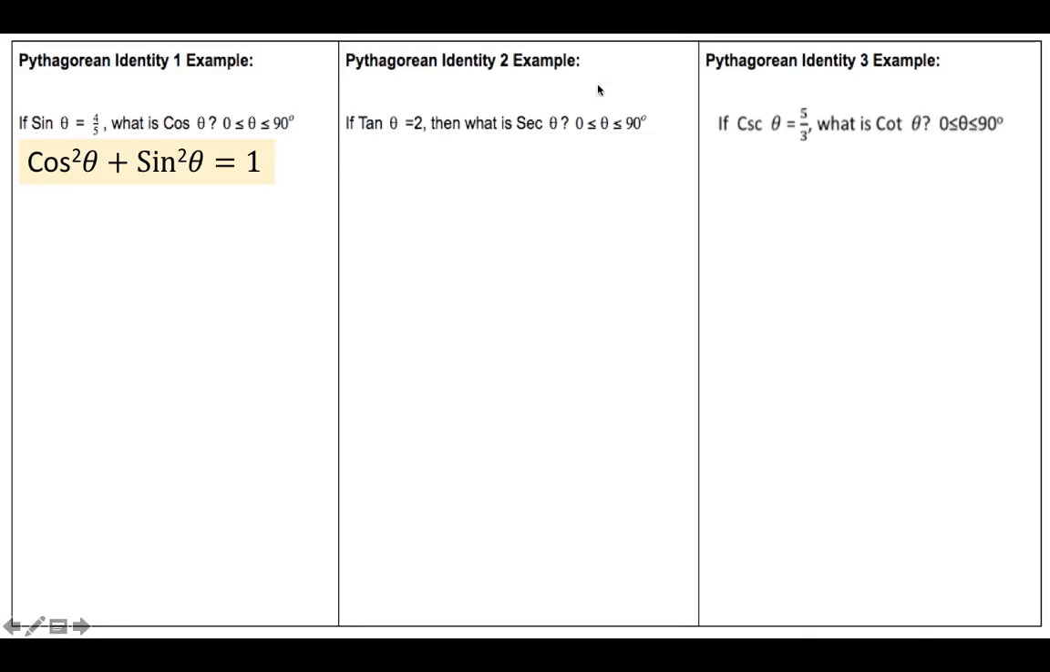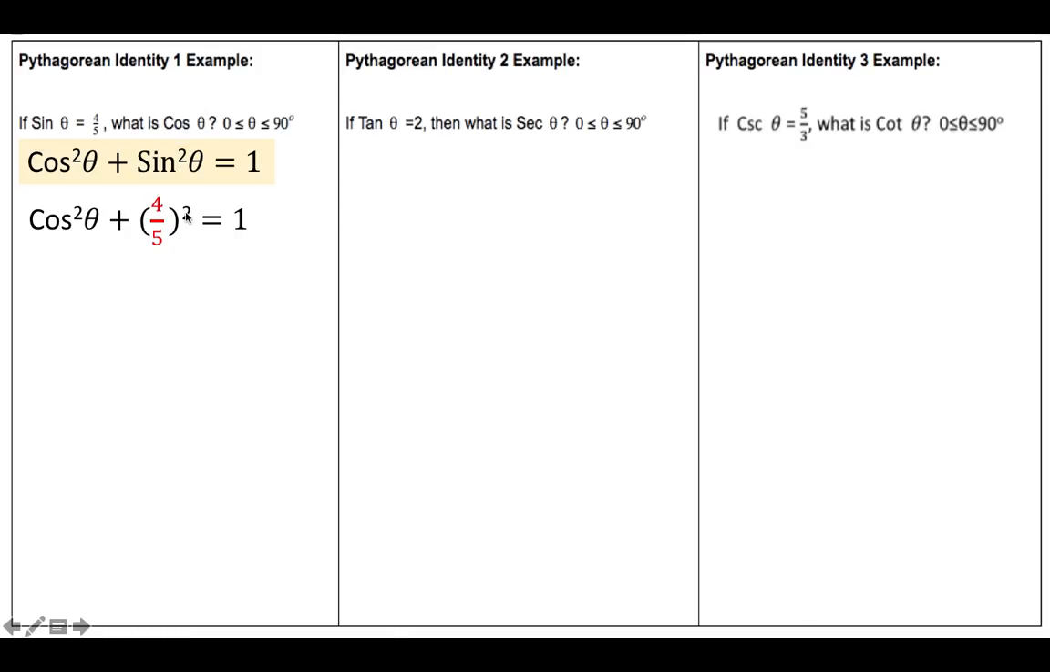other two identities. So for this one, because I'm given sine and they're asking me to find cosine, I'll be using this trig identity. Alright, next thing is what I'm going to do is plug in or substitute 4 over 5 into my sine equation because that's what they gave me. And remember, the goal is to find what cosine theta is.